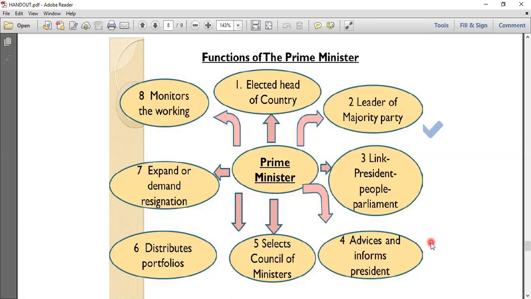Fourth, he advises and informs the president, right? So whenever required, the president gets the advice of the prime minister on some crucial matters which have to be taken into concern. Fifth, he selects the council of ministers. Can you think we can all work solely? We are independent, but are we so independent that we can take everything on our head? Not possible, right? We have limited time in our hand and sometimes limited expertise also.